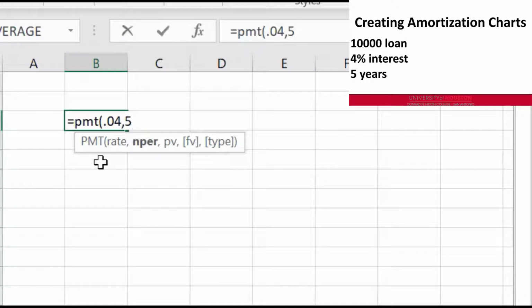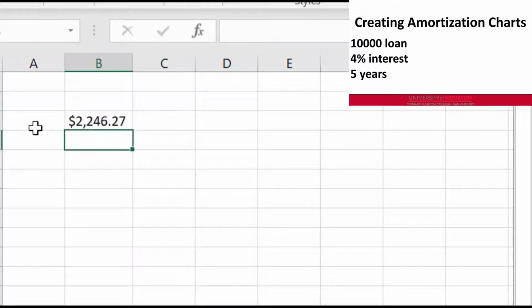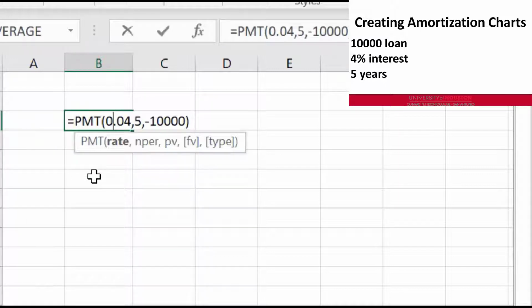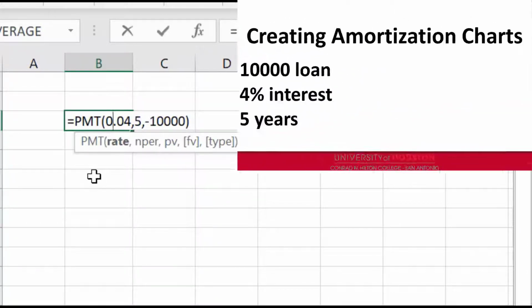Anytime you're talking about payments, you're talking about a loan, so it's always going to be present value because you get that loan money today. So the present value is going to be negative 10,000, and then I can click enter. This will tell me that my payment is going to be $2,246.27 when I'm looking at this loan. This is what the formulas look like. Again, when we're calculating these payments, we need to make sure we're using the equals PMT function.